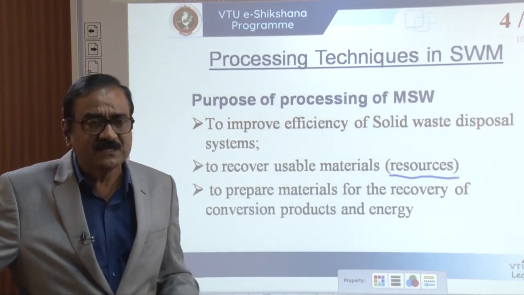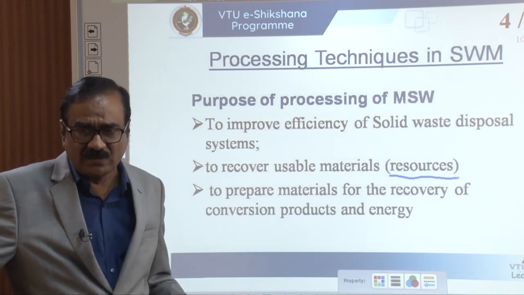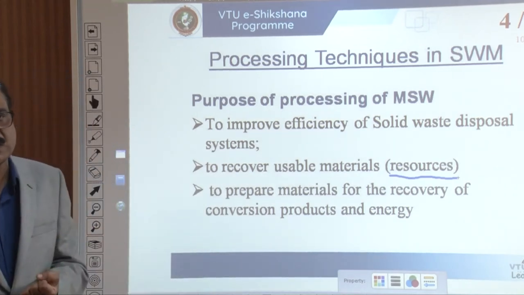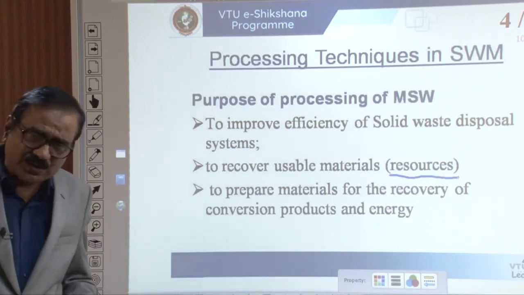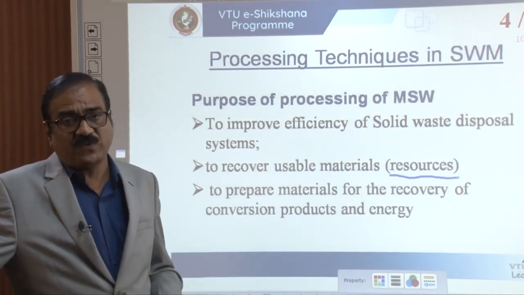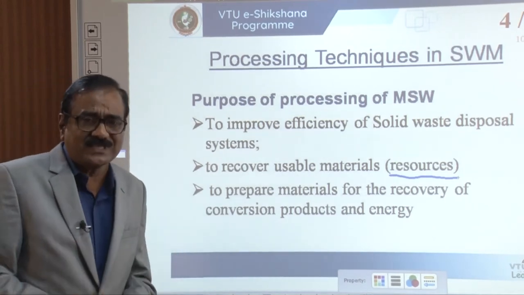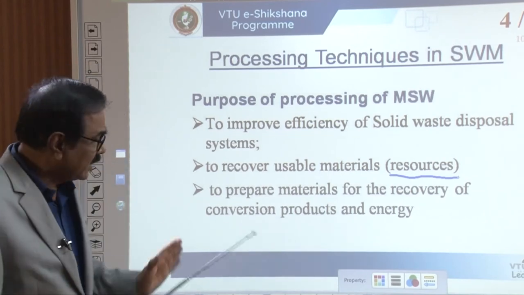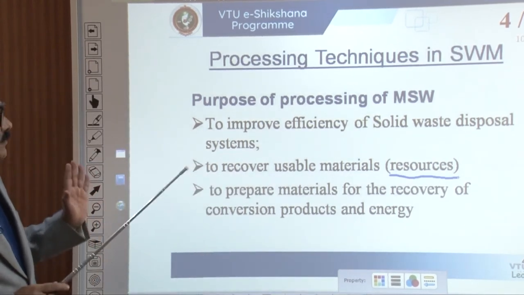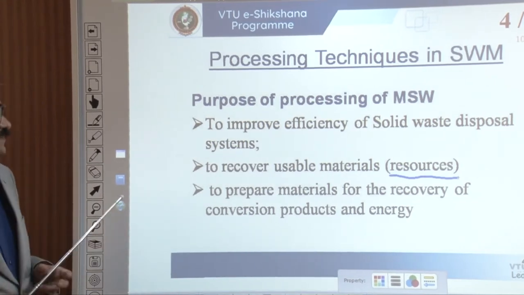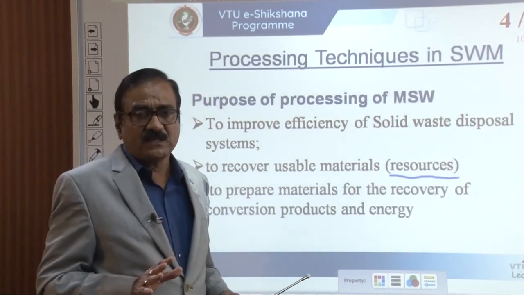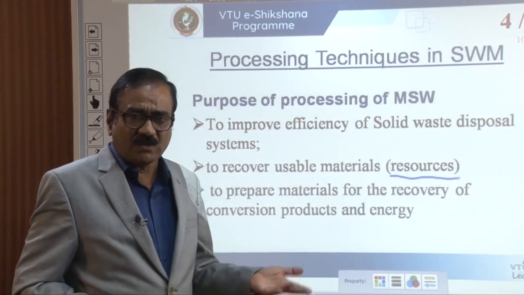For example, the classical example is incineration, combustion of the solid waste, organic in nature, and from that we can recover energy. And also there is a biological process of conversion product, like anaerobic digestion of the solid waste, that produces methane, which has a lot of calorific value and which can be used as a biofuel. So for all these activities, we may need to process it and prepare material and make it suitable for different types of conversion techniques or processing techniques. And thus, these are the three main important purposes: to improve the efficiency of the overall system, to recover resourceful materials, and prepare these materials for energy conversion as well as for getting the conversion product, which could be a compost or a biofuel.